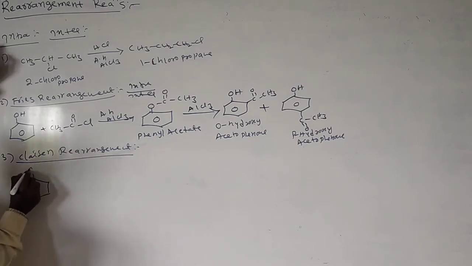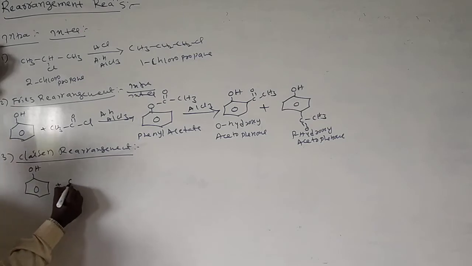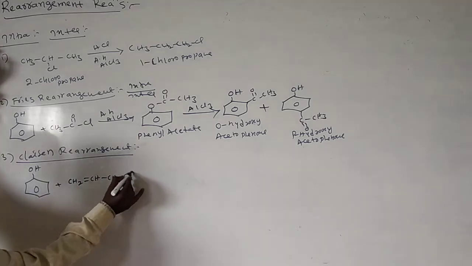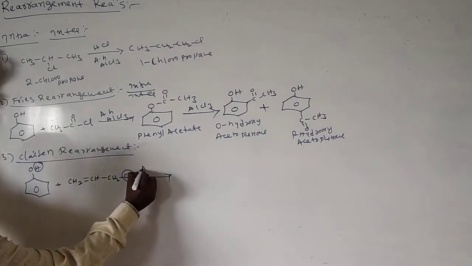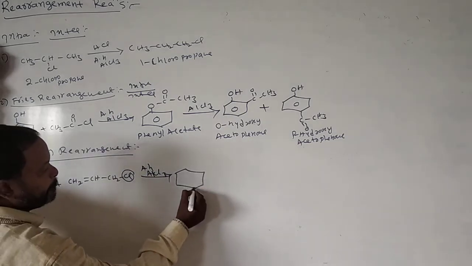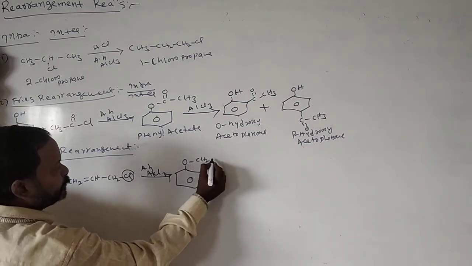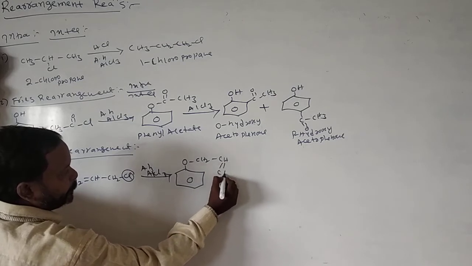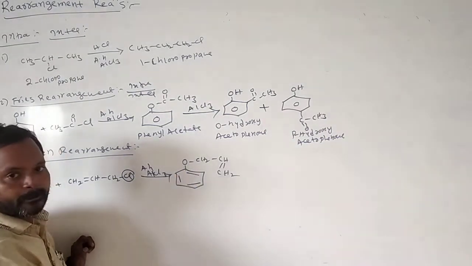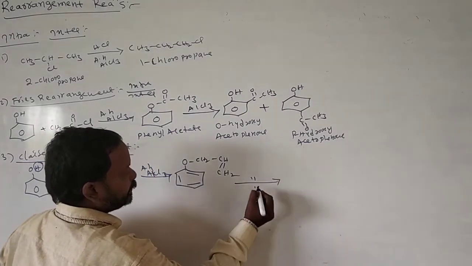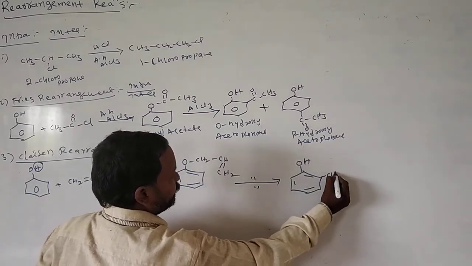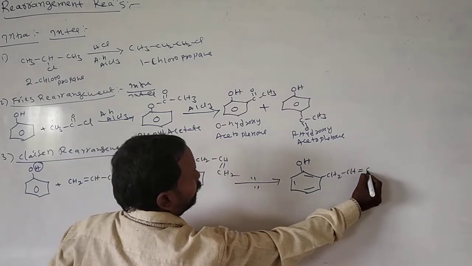What is the Claisen rearrangement? Phenol reacts with CH2 double bond CH2Cl. Here the chlorine and this hydrogen react with each other in the presence of anhydrous aluminium trichloride. What happens here? We get the allyl phenyl ether, with O, CH2, CH double bond CH2. In the presence of anhydrous aluminium trichloride, it forms OH with CH2, CH double bond CH2.